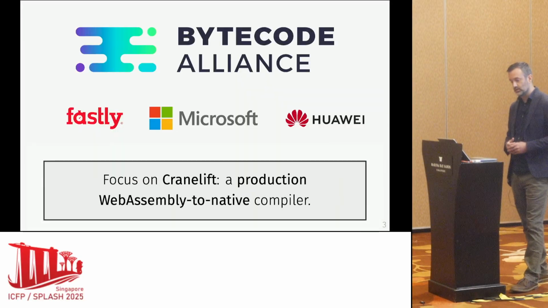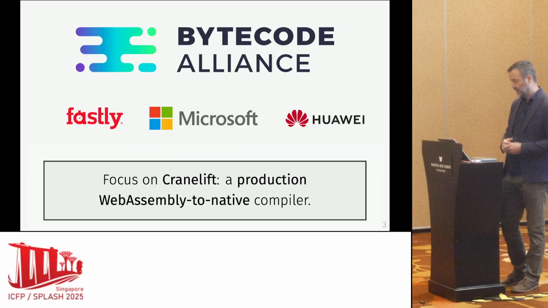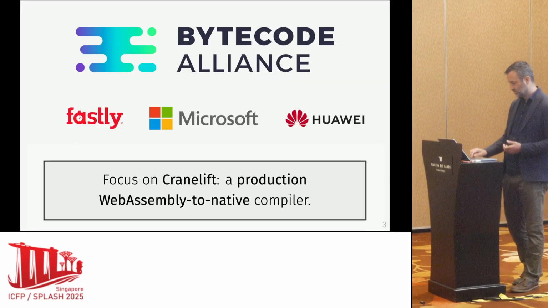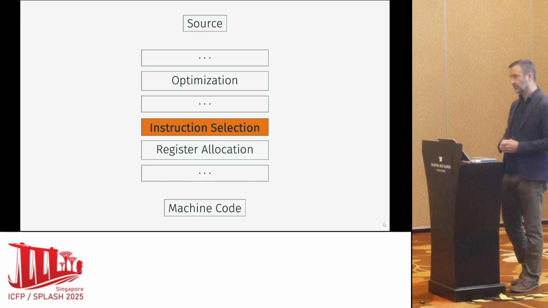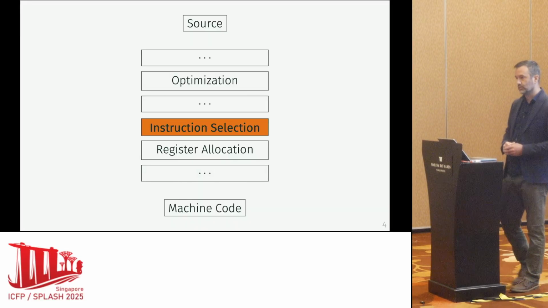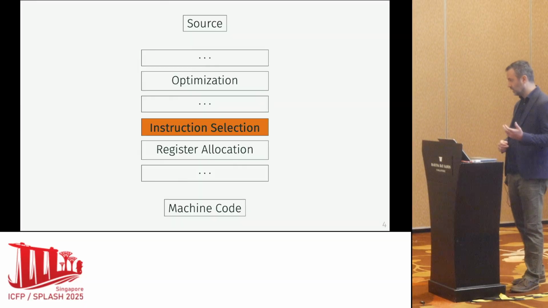Our work focuses on Cranelift, which is a compiler that backs the Wasm-to-native WebAssembly runtime, and it's used and trusted by major companies. In addition, we focus our work on a particularly vulnerable stage of compilation, which is instruction selection, that bridges a compiler's IR down to target machine code instructions.